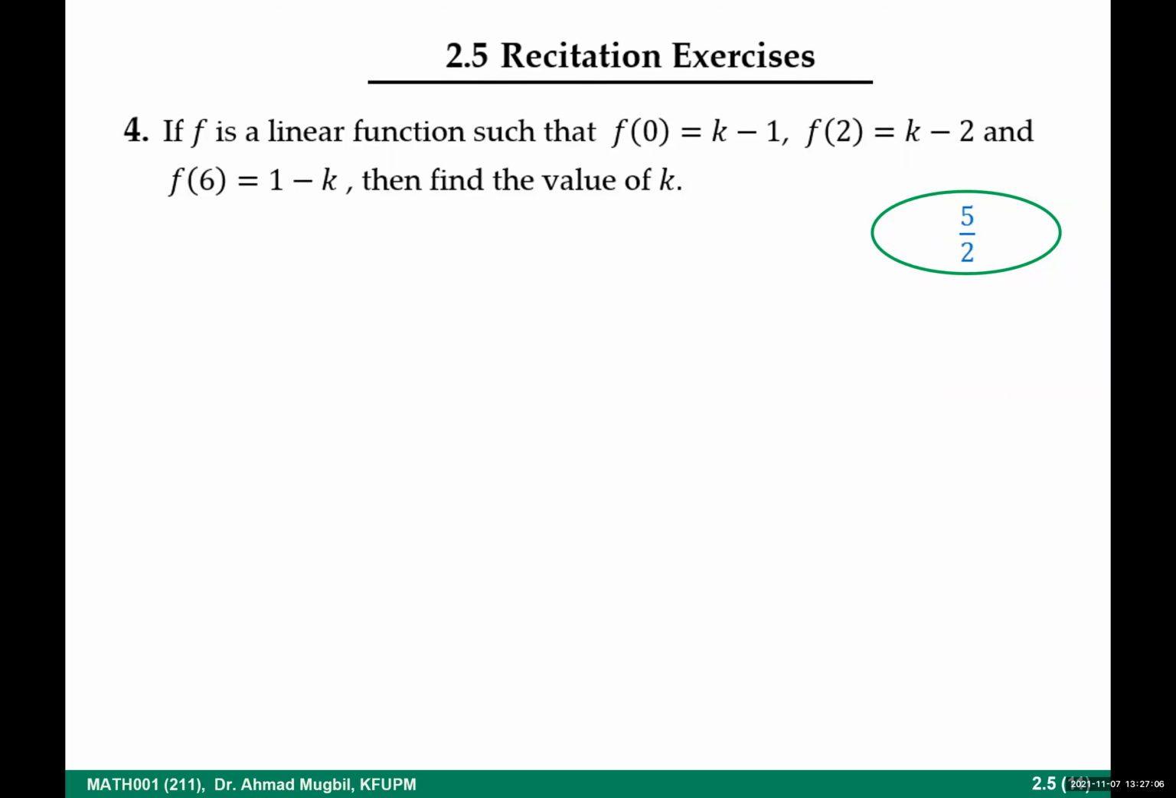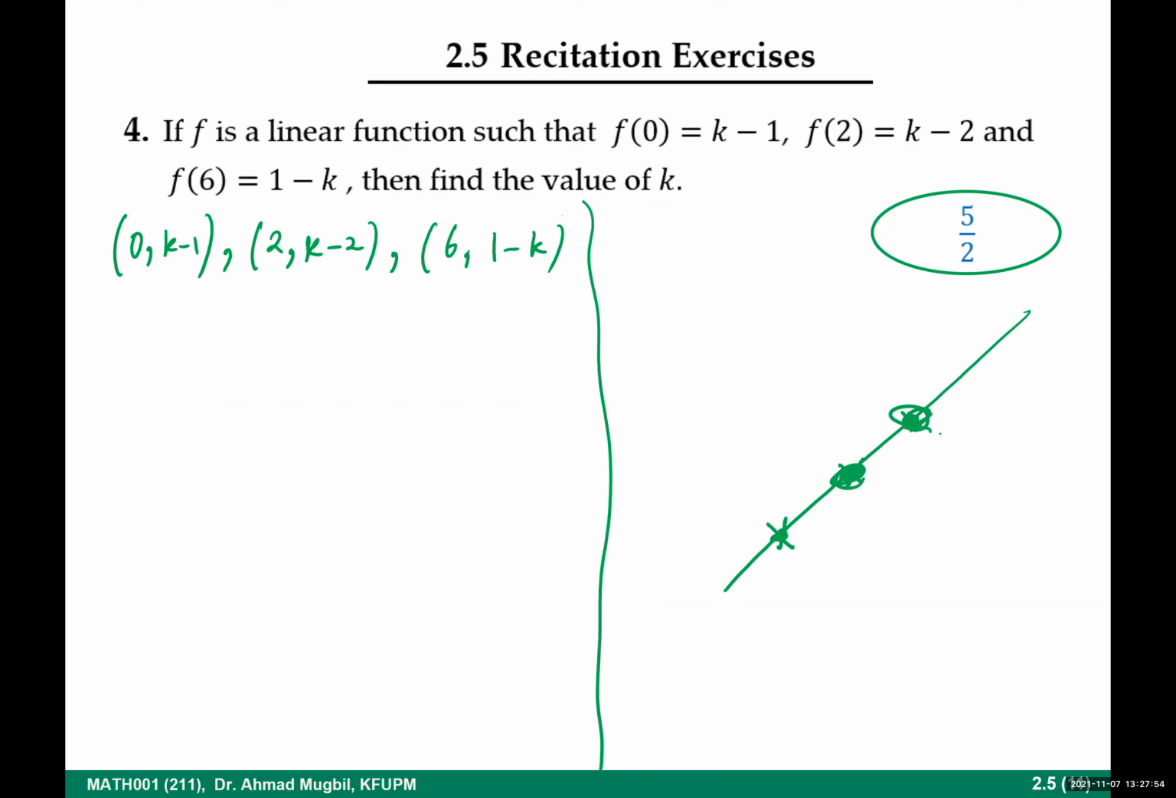It is so clear, Shabab, that when you have 3 points on the same line, the slope will be the same regardless of which points you choose to find this slope. If you calculate using this point and this point, it will be the same as using this point with this point. So this is the idea that we will use to find the value of k. If you use the first 2 points, what will be the slope?